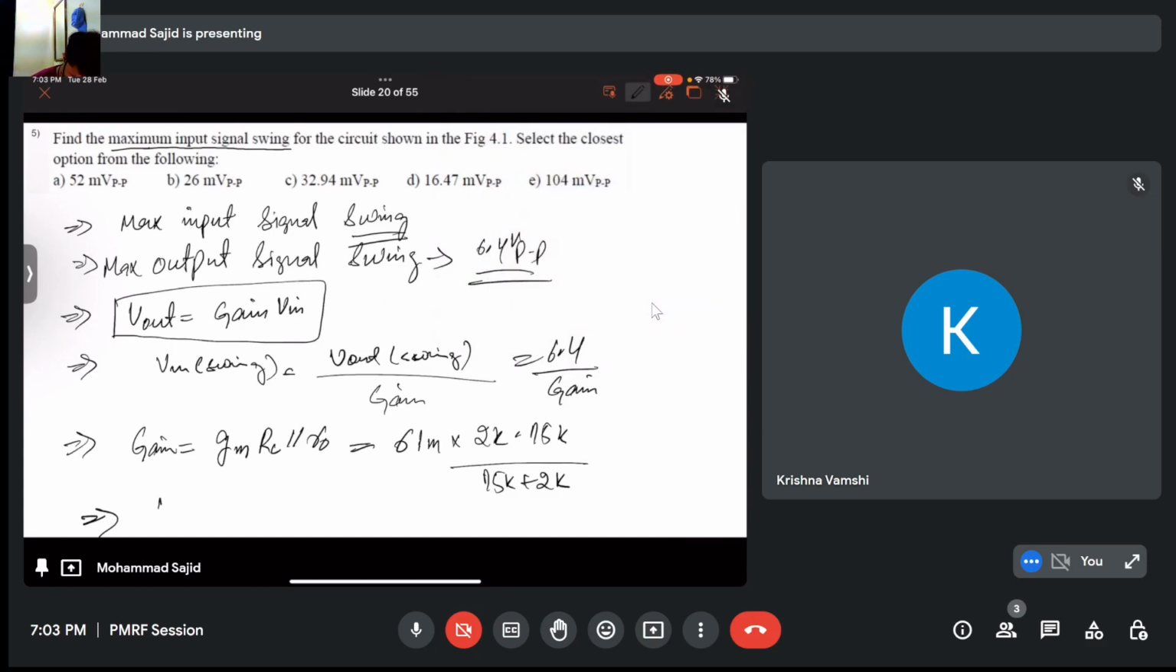Now your input swing will be equivalent to 6.4 divided by gain. It will be 77k divided by 61 milli into 2k into 75k. Use the formula, use these values, you will get the input swing of 52 milli peak to peak. This option. So this was all for question number 1.